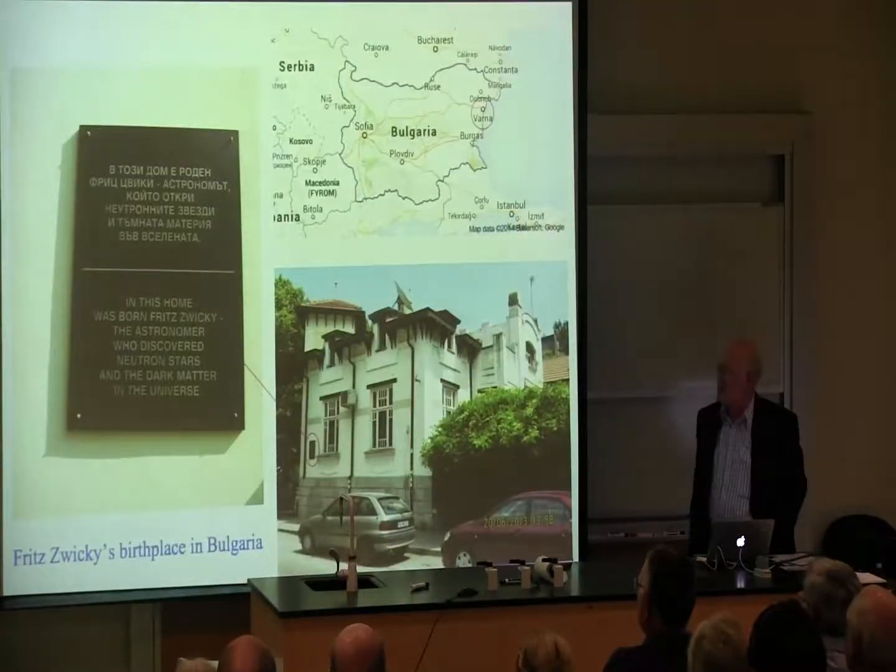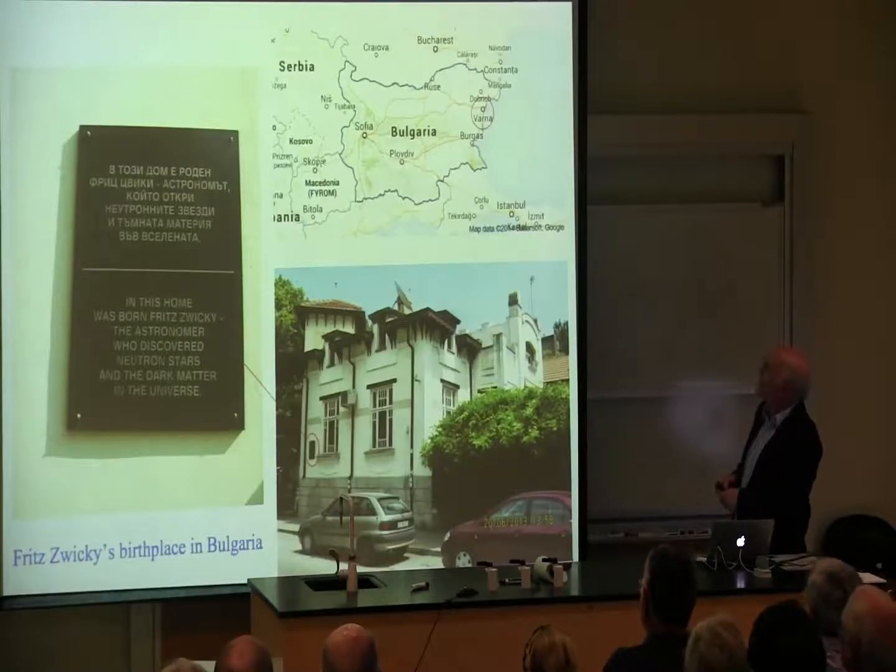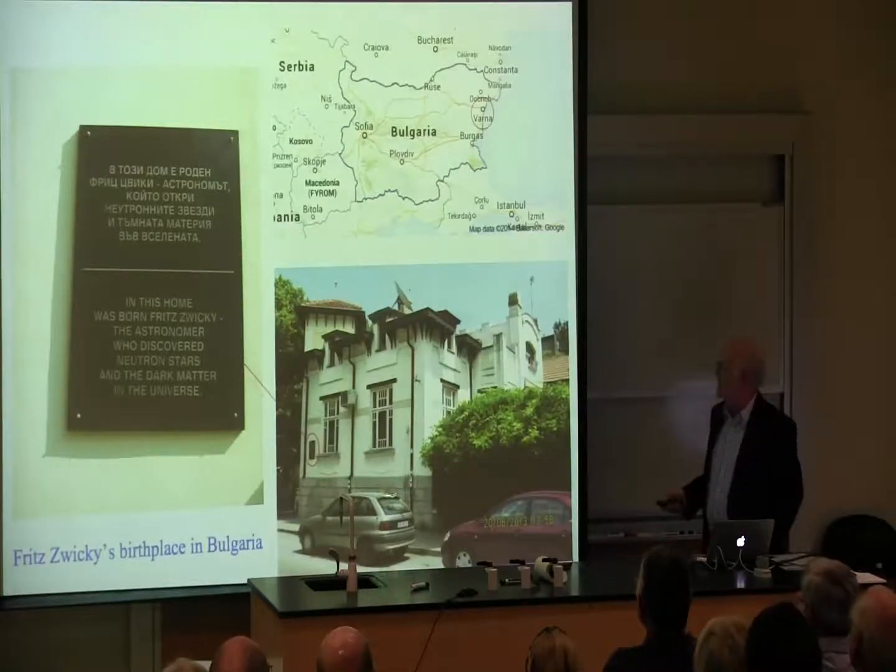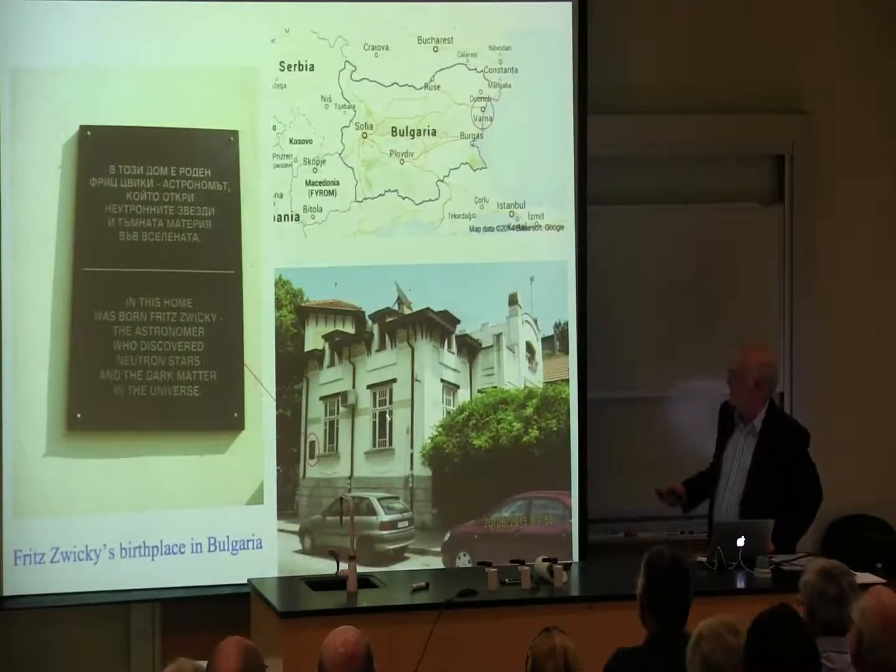So Zwicky's parents were Swiss, but he was born in Bulgaria. I'm interested in Byzantium, and I made a trip to Bulgaria just a few months ago. I went to this place called Varna, which is right on the Black Sea, and that's where Zwicky was born. And we went to the house in Bulgaria where Zwicky was born. It's quite a nice house.